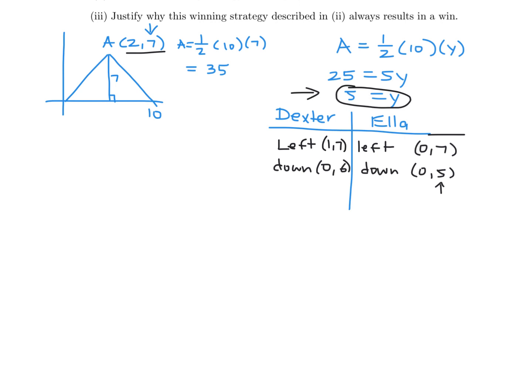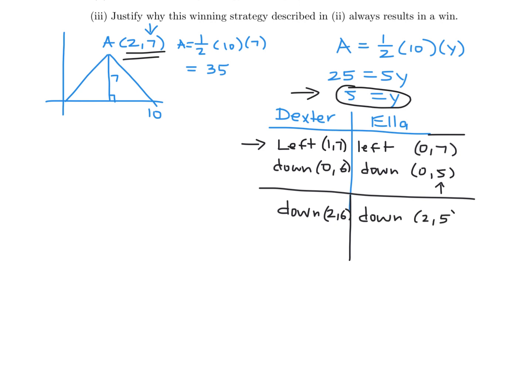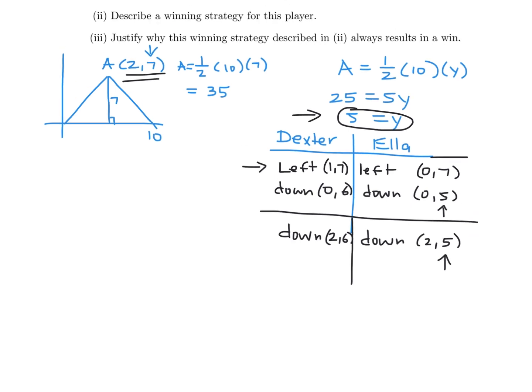So that's her strategy. But what about if Dexter started by going down, right? Well, then that 2, 7 would go down to 2, 6, I believe. And then at that point, Ella can do the same move, go down, and that would make this 2, 5. And there you go. She's got 5 as her y coordinate, and she will win the game. So that's the strategy there.